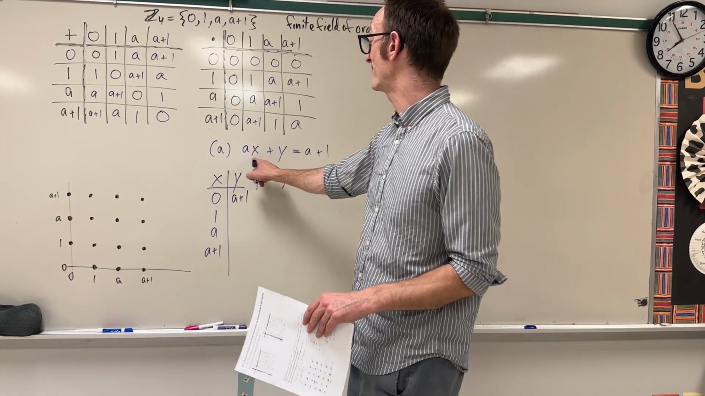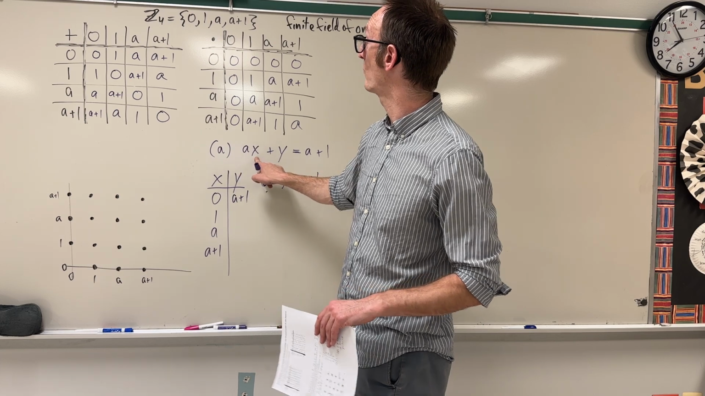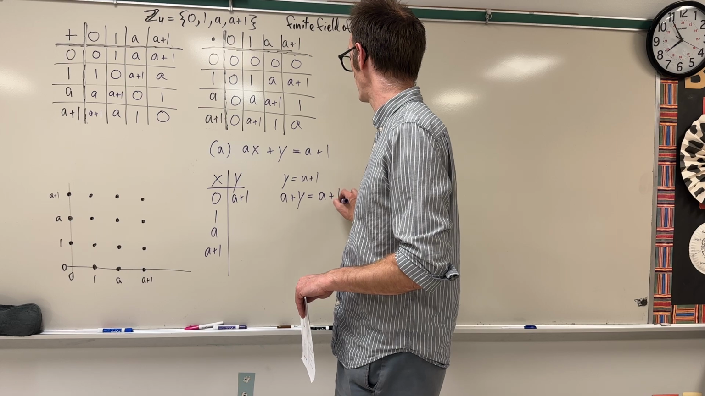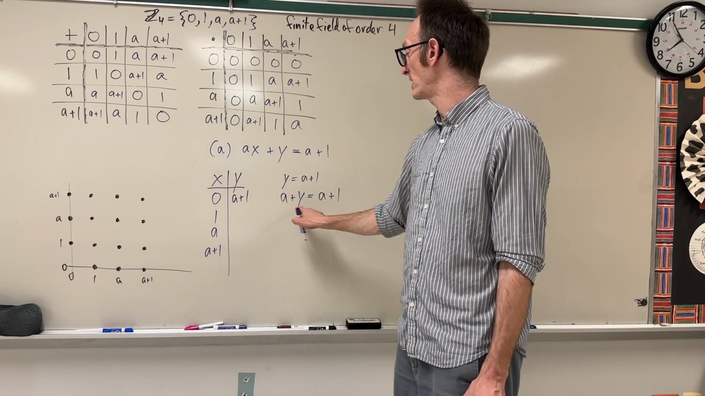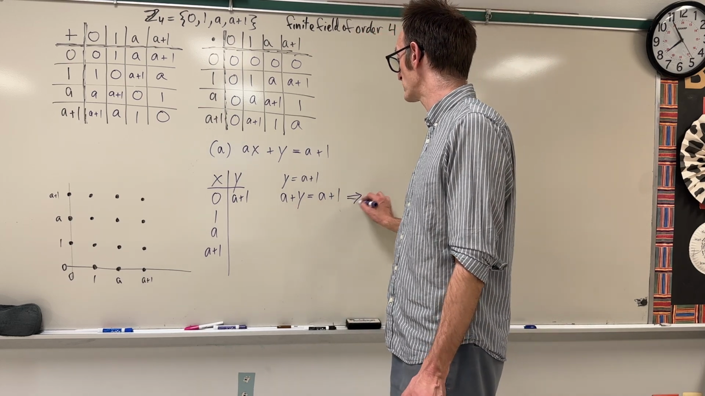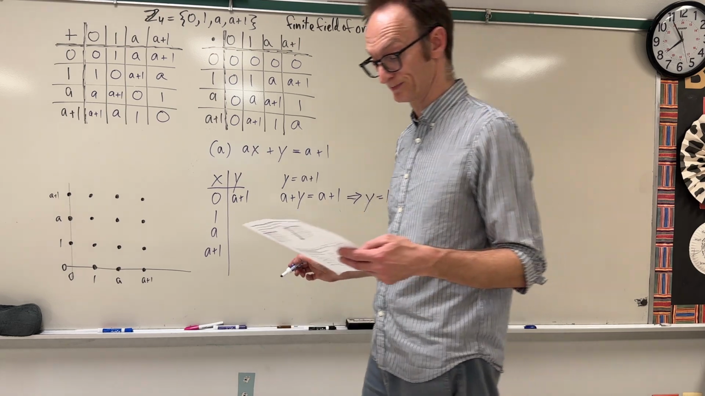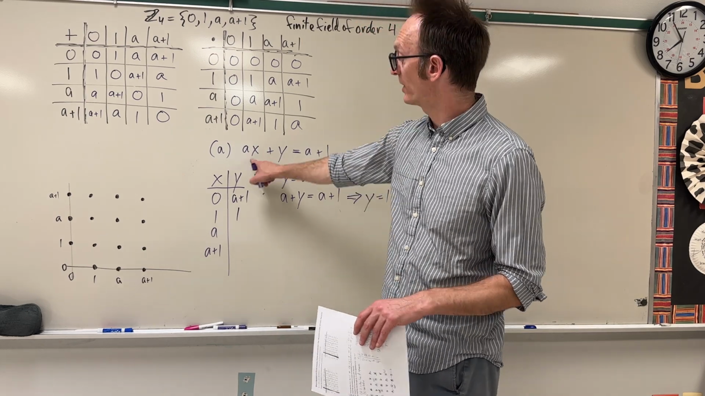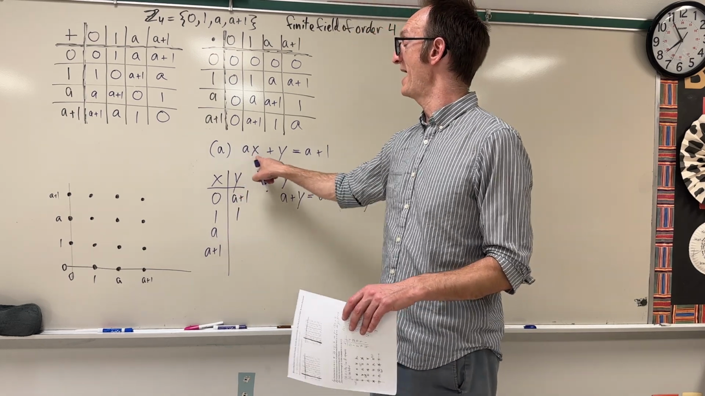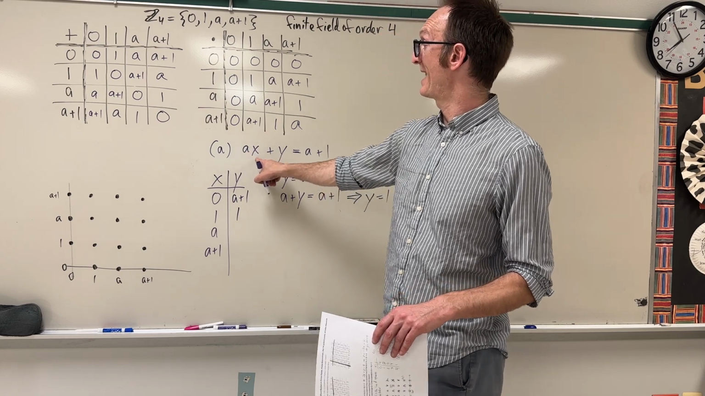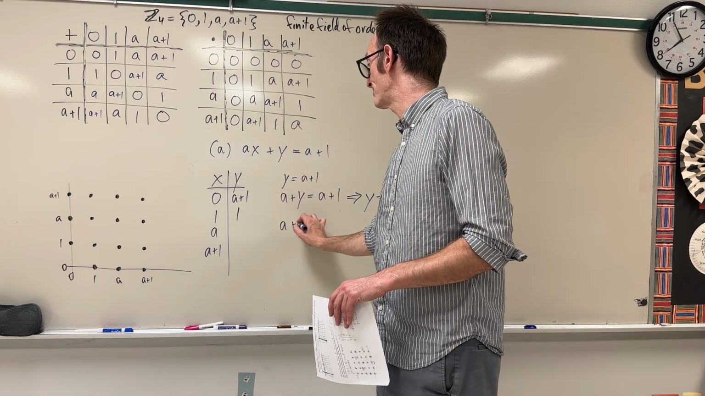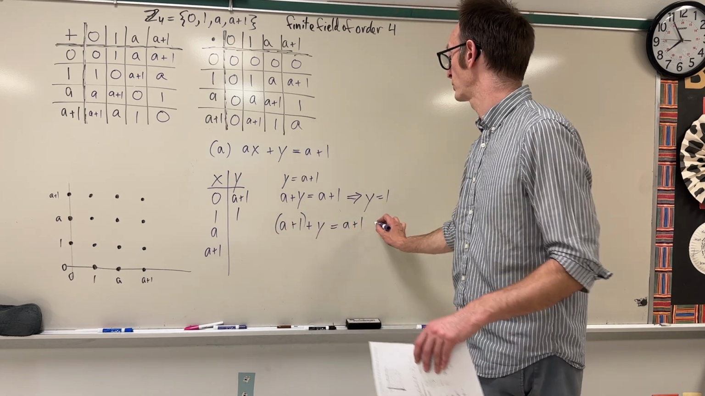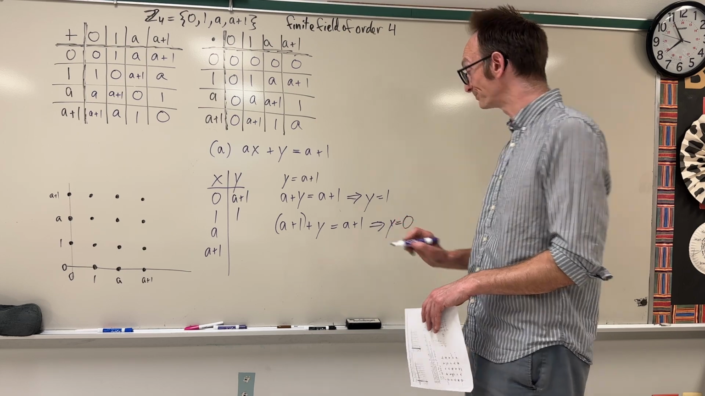Okay, next, what if x is 1? Well, a times 1 is just a. So this is a plus y equals a plus 1. And now you have to say a plus what is a plus 1? And the answer is 1. So this is true when y is 1. Yeah, not so hard. Okay, now let's plug in a for x. Well, if you plug in a for x, you get a times a. And a times a is a plus 1. So you get a plus 1 plus y is a plus 1. Well, that's true only if y is 0.